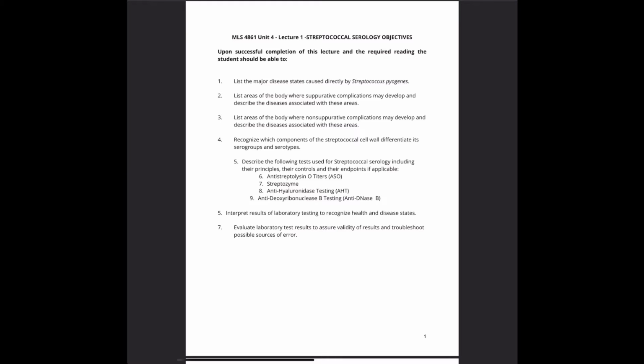So here are your objectives. Alright, so strep are gram-positive spherical, ovoid, or lancet-shaped organisms and are often seen in pairs or chains. They were first described by Pasteur, and they are catalase-negative, facultative anaerobes that comprise a heterogeneous group of homofermentative bacteria whose principal fermentation product is lactic acid.